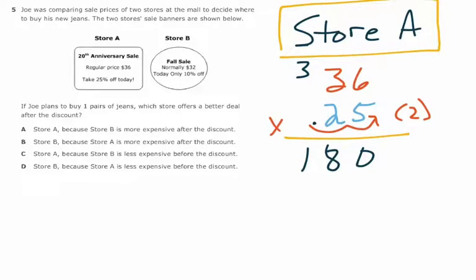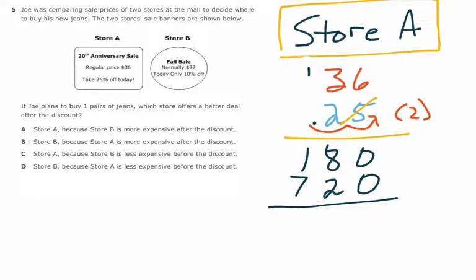5 times 6 was 30. Carry the 3. 5 times 3 is 15, plus 3 is 18. Place our 0. Then do our 2 times 6 and 2 times 3. We should get a 7 and a 2. And when we add it all up, we should get $9, moving the decimal back 2 places. So the discount for store A is $9.